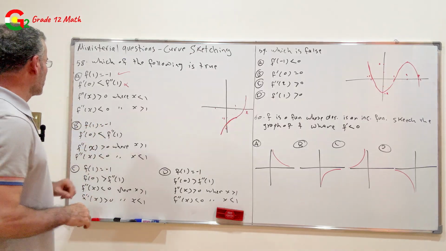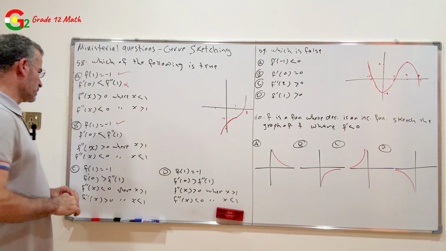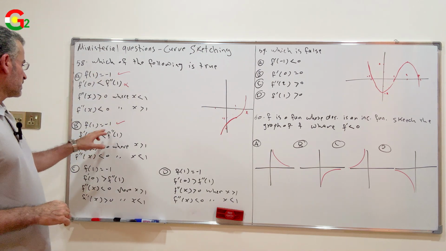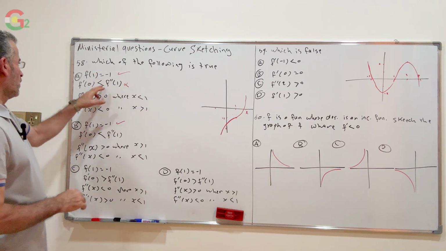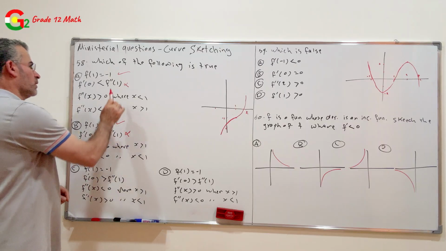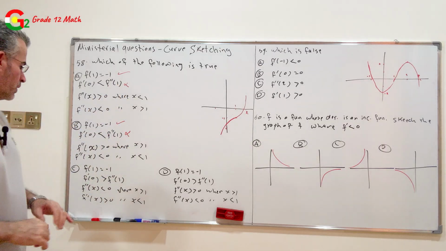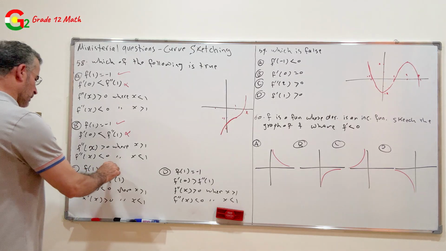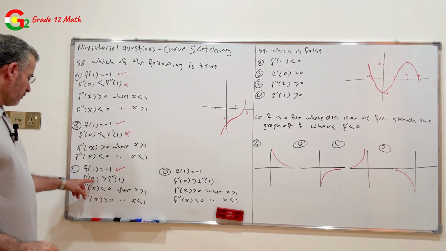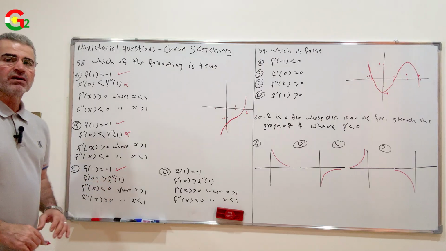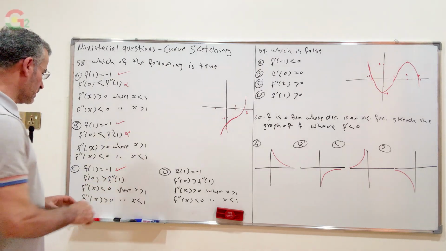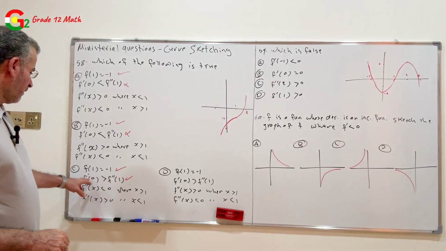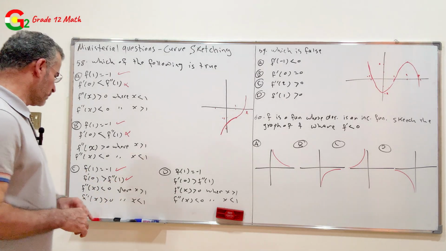B, f of 1 equals negative 1. This statement is true. We checked it in choice A. F prime of 0 less than f double prime of 1 is wrong, as we see in choice A. Choice C, f of 1 equals negative 1. It is true. F prime of 0 greater than f double prime of 1. It is true since f double prime of 1 is 0 and f prime of 0 is a positive value.